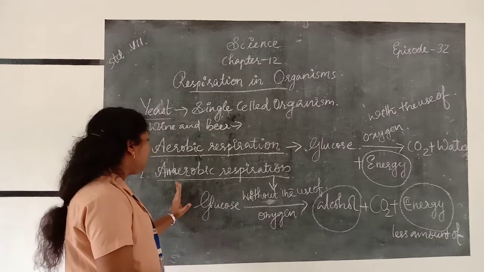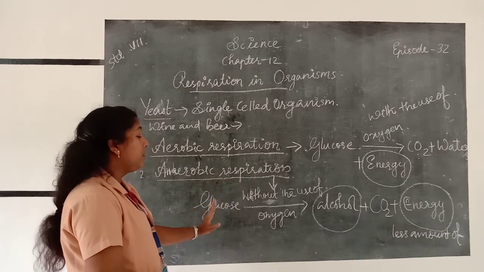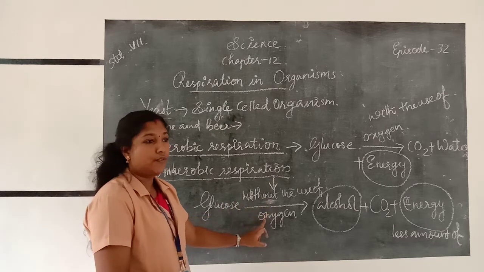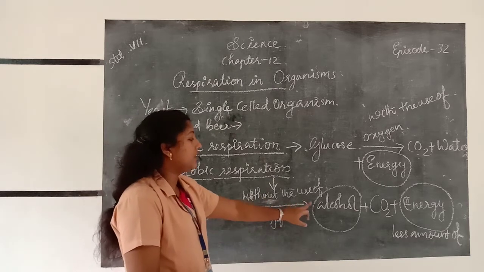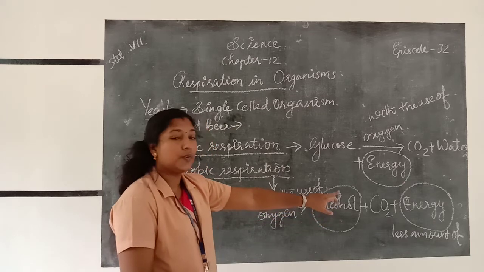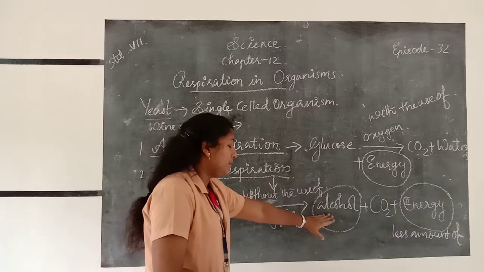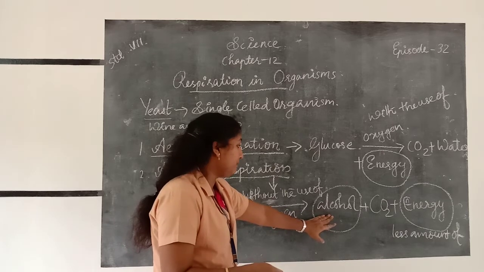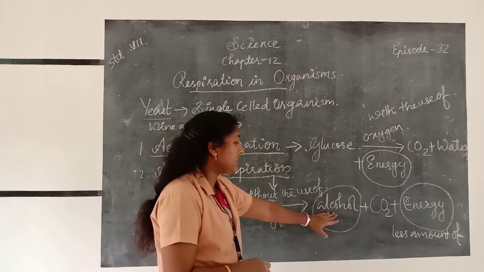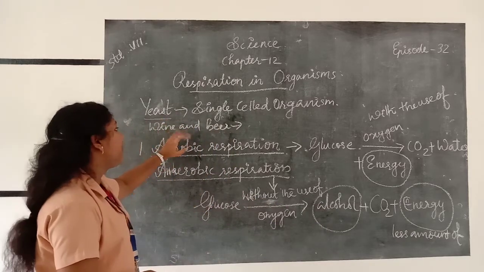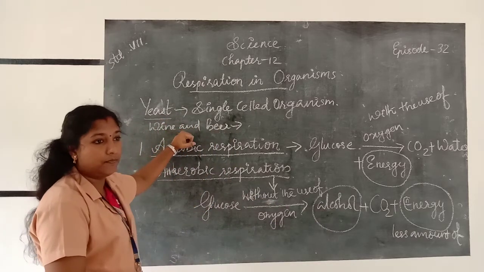We know that in anaerobic respiration, the glucose, that means the food, breaks down without the use of oxygen, and also it releases alcohol, carbon dioxide, and a small amount of energy. During the time of breakdown, it will release alcohol. So due to this, the yeast is used for making wine and beer.